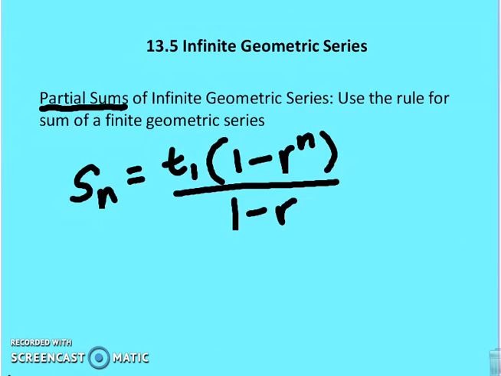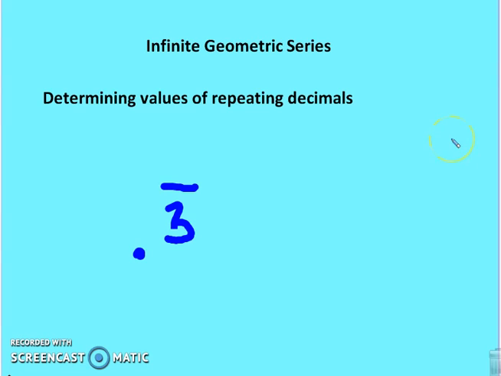All right, so partial sums. For infinite series, we're just going to find a partial sum, which means we're going to go back to the formula for sums of geometric series, which is t sub 1 times 1 minus r to the n over 1 minus r. And then we're going to find a partial sum for the geometric sequence. There's no work to do on that end. We're just going to go straight into now last part of the lesson.